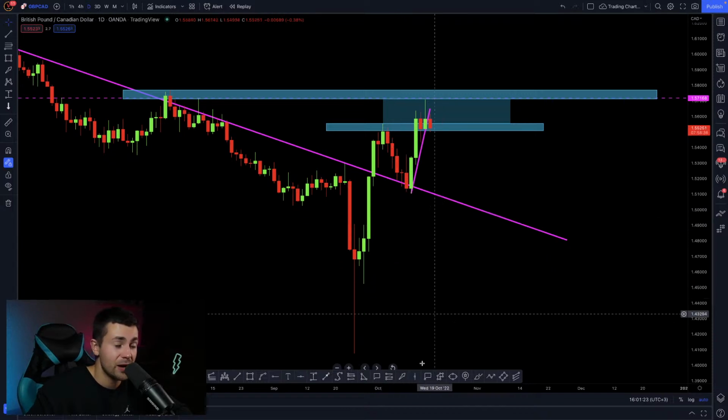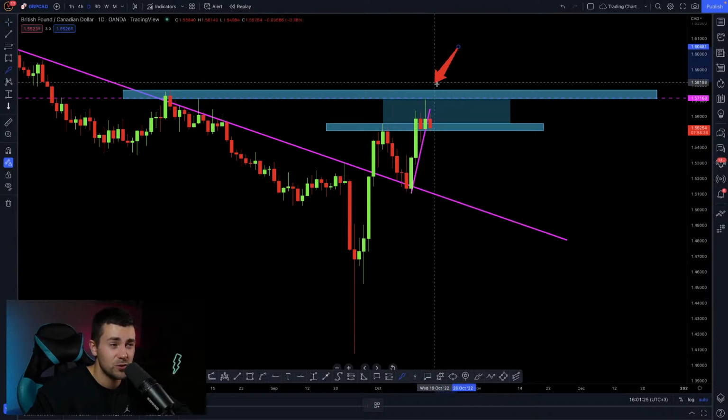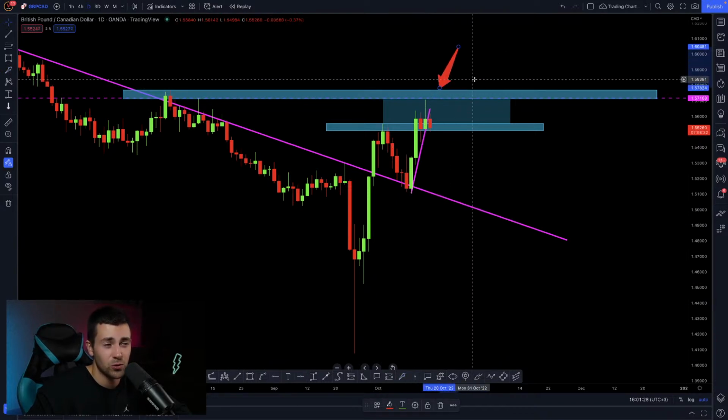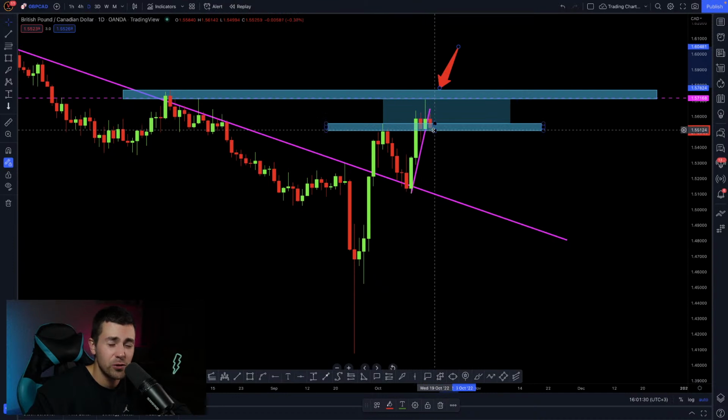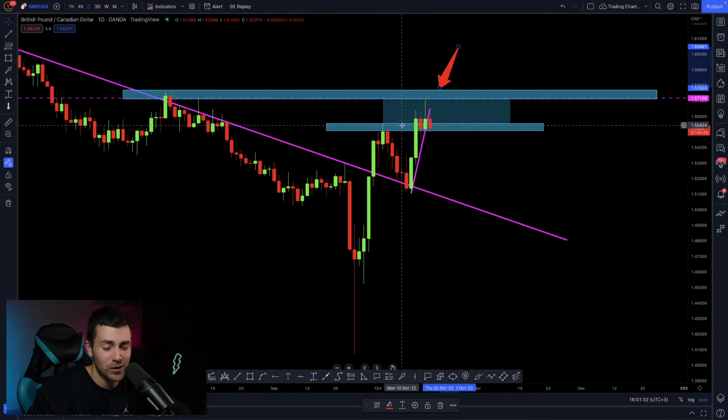So for now, the safest strategy is to wait for the test of that resistance and try to short from that resistance. Buying now, in my view, is very risky, and selling right now is very risky. So be very careful.